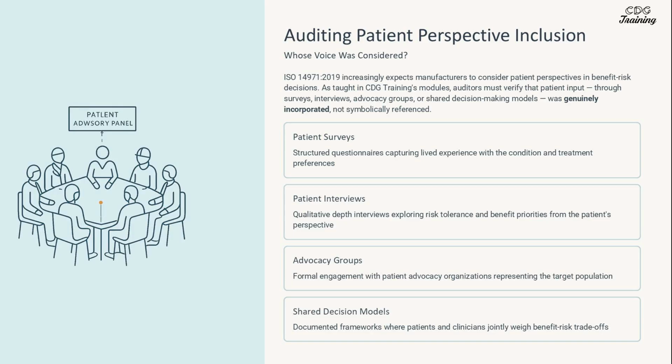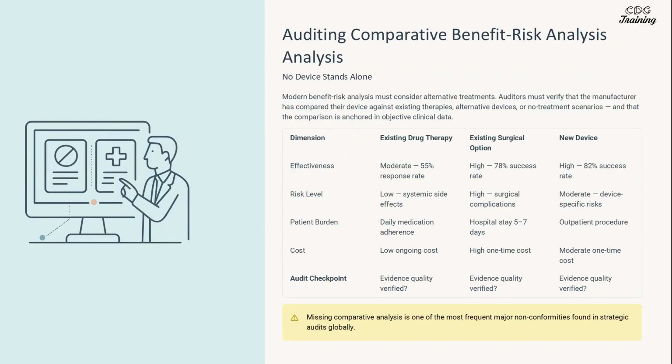ISO 14971-2019 expects manufacturers to consider patient perspectives in benefit-risk decisions. Auditors must verify that patient input was genuinely incorporated, not just symbolically referenced. Modern benefit-risk analysis must consider alternative treatments. Auditors must verify that comparisons are anchored in objective clinical data, as missing comparative analysis is a frequent audit nonconformity.